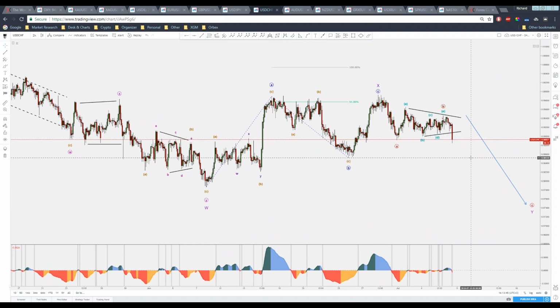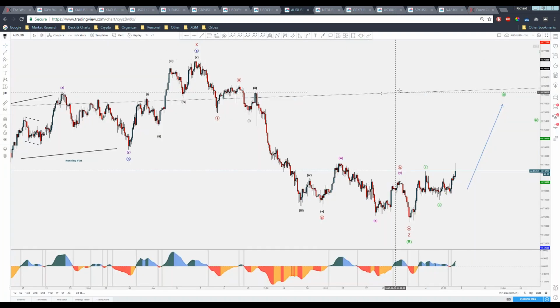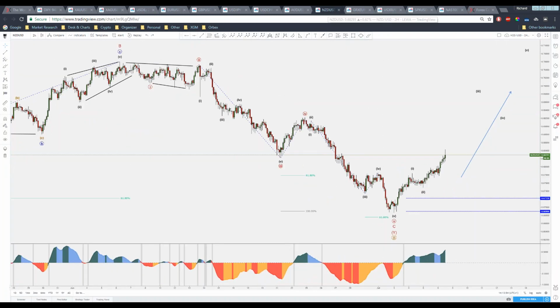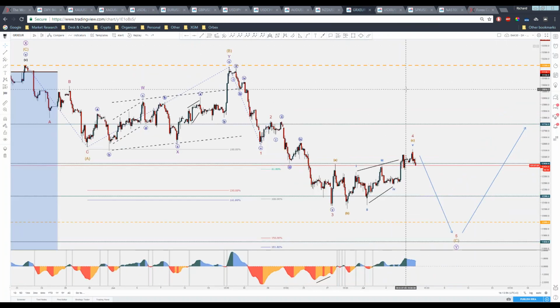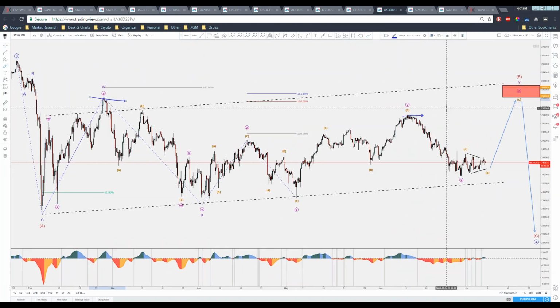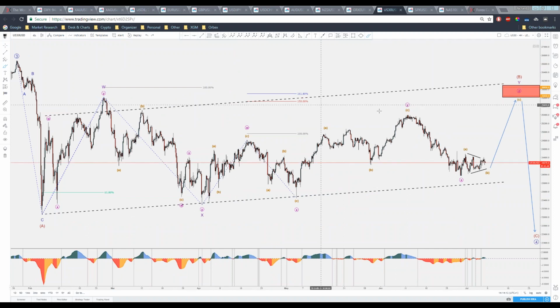Now USD Swiss. Oh, look at this. My God. When the Swiss moves, it moves. Same thing for the Aussie. Well, seems to me like everything is going according to plan so far. The dot-com bubble all over again. Yep. Glad you see that as well.